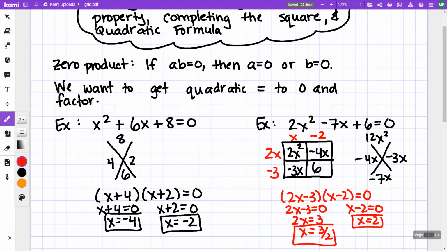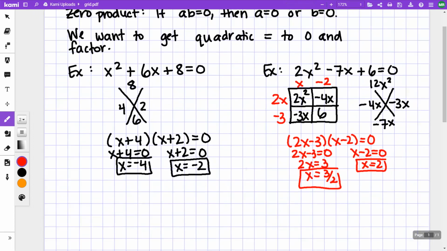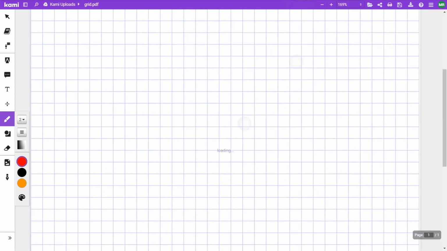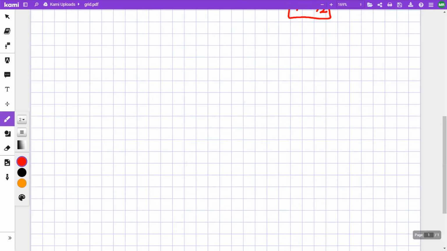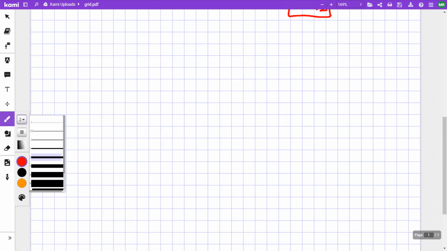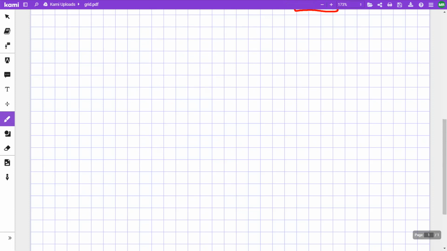Now, both of these cases, I had them set equal to 0. If it isn't, just add or subtract to get them set equal to 0. Okay. Next example, the quadratic formula we'll do next. So quadratic formula.